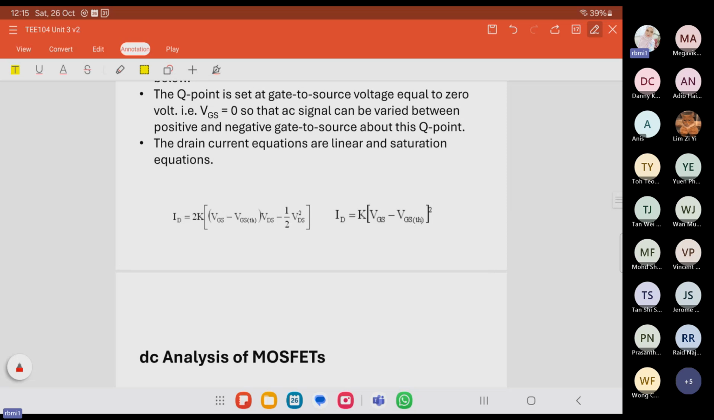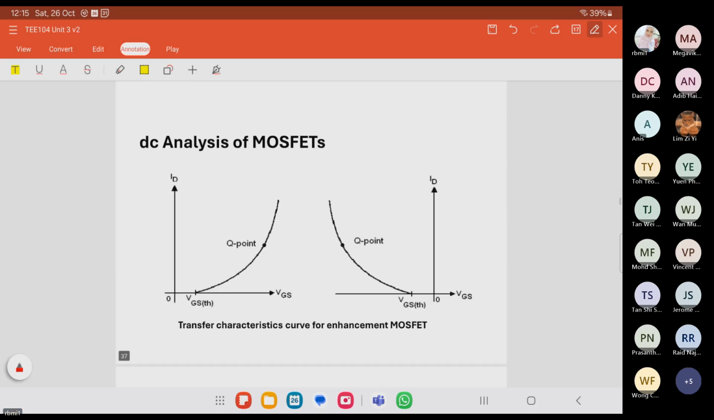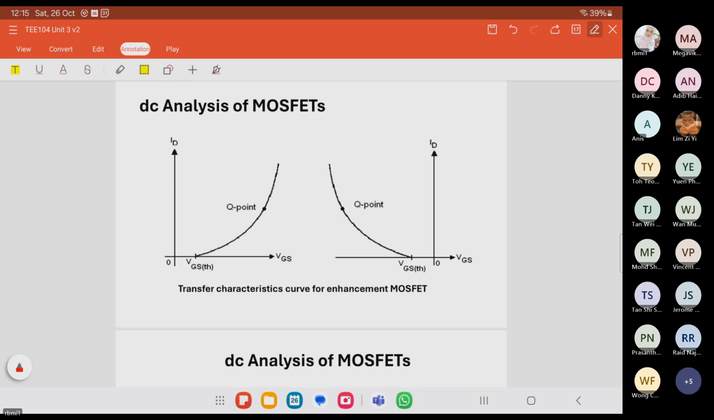And the transfer characteristic curve of enhancement MOSFET. The Q point of the enhancement MOSFET cannot be laid on the drain current axis. Just now, the Q point was on the drain current axis. But for this enhancement MOSFET, it cannot be laid there because the MOSFET requires a minimum VGS voltage to operate, termed the threshold voltage, VGS threshold, to switch on the device for normal operation. And the Q point is normally set at the linear part of the curve to avoid non-linear distortion. So this is the part where we consider it a linear curve.